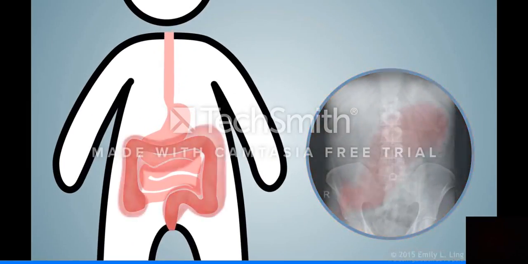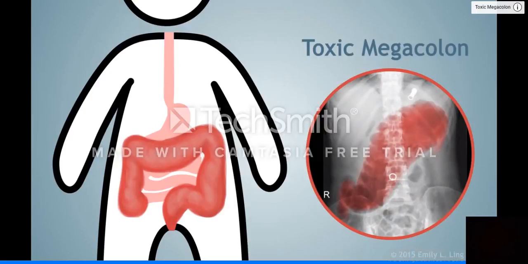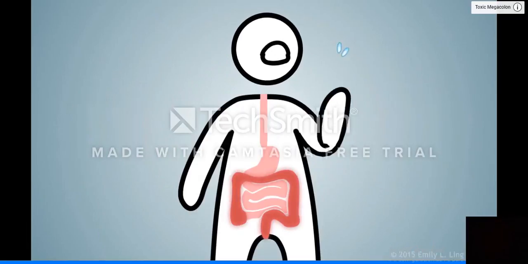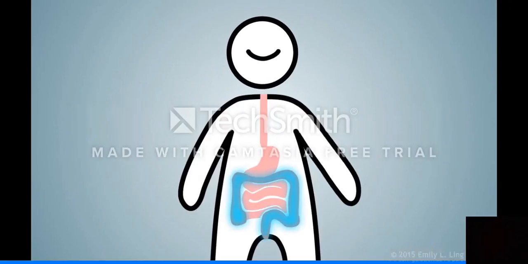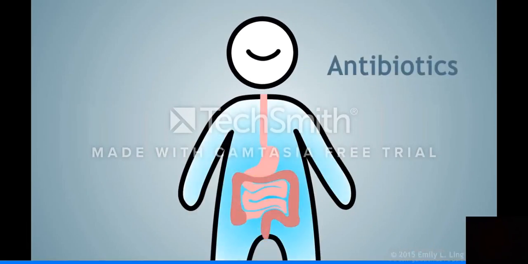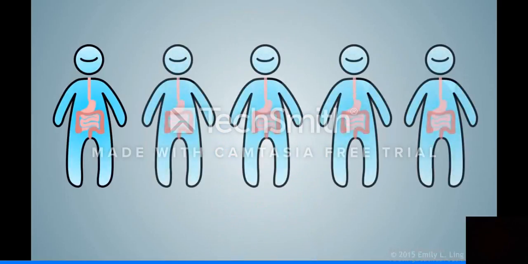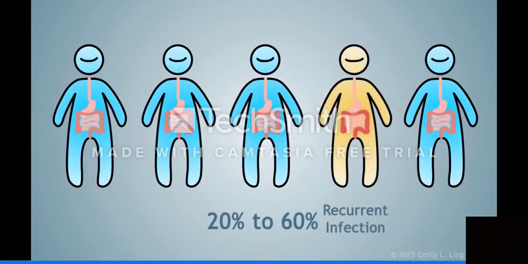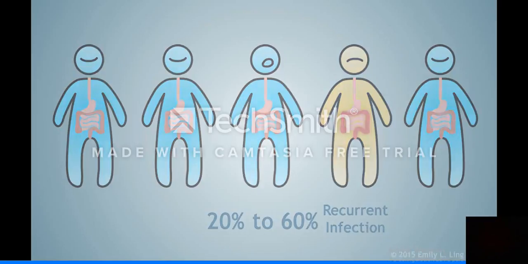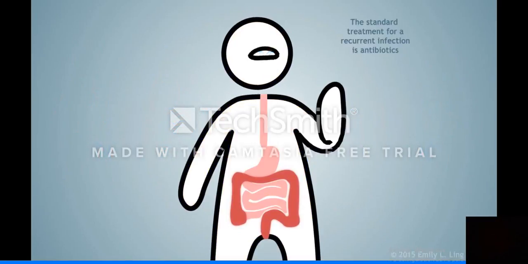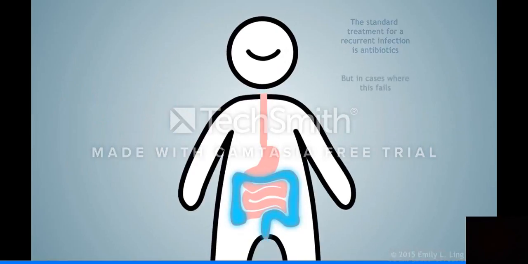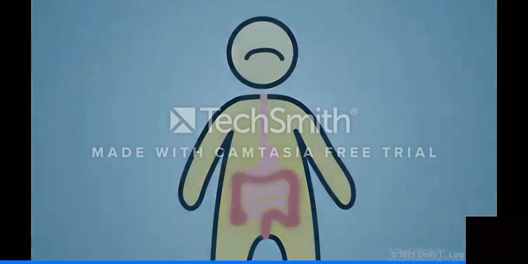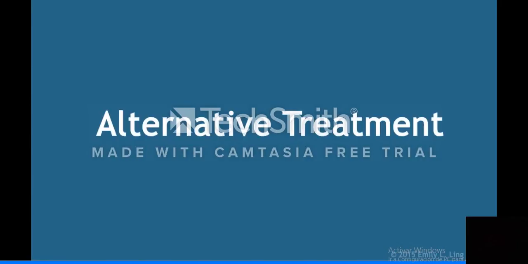after an initial episode. The standard treatment for recurrent infection is antibiotics, but in cases where this fails, there is a new alternative treatment. An emerging solution for patients with recurrent infection is fecal microbial transplantation, or FMT. Also known as stool transplantation, FMT restores good bacteria in the colon by using the good bacteria from a donor.